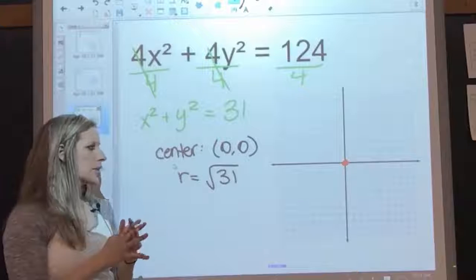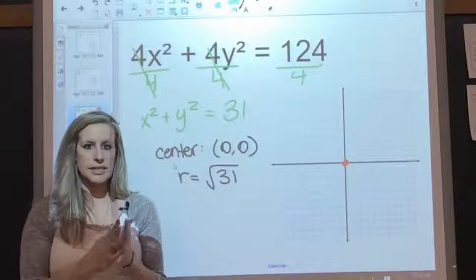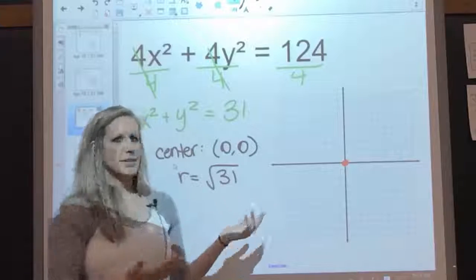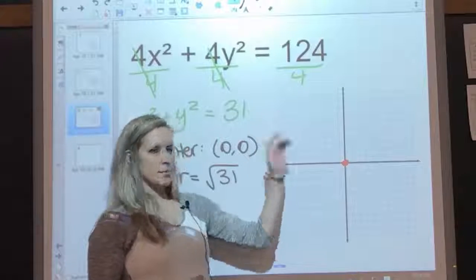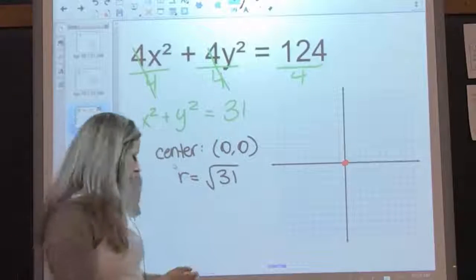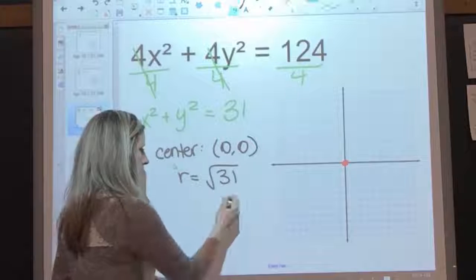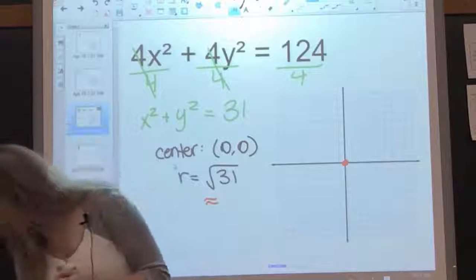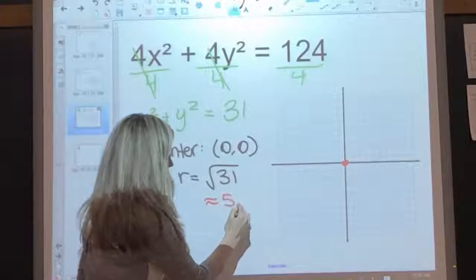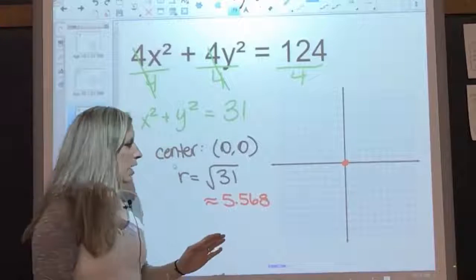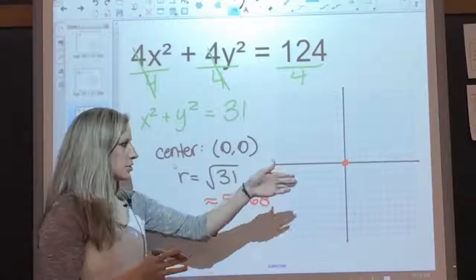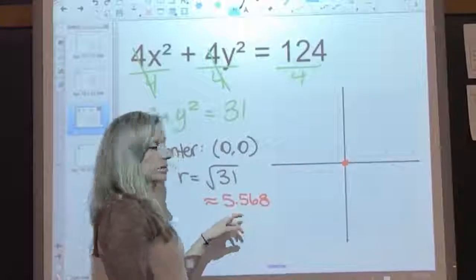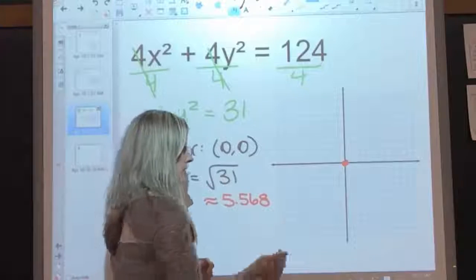Okay, so go ahead and put it in, square root of 31. To me, it's easier to see a decimal, especially when I'm graphing, because I don't know how big the square root of 31 is to go right, left, up, and down. So the square root of 31, you punch that in your calculator, you get about 5.568. So I'm gonna go about 5.5 to the right, 5.5 to the left, up and down. So to me, this is a lot easier to graph than the square root of 31.